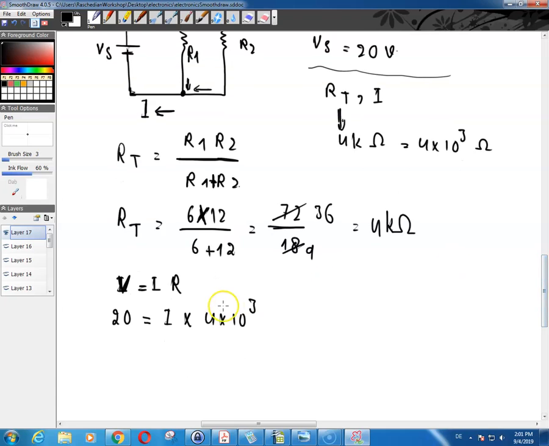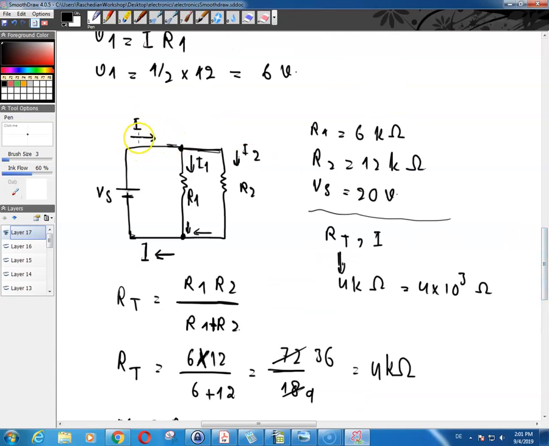Now you can divide this by 4, you get 1, divide by 4 you get 5. So I is equal to 5 divided by 10 raised to the power 3, or 5 into 10 raised to the power negative 3 amps, which is equal to 5 milliamps. So the current going through the circuit is 5 milliamps, and the equivalent resistance here is 4 kilo ohm, and that was number 6. The answer is correct.